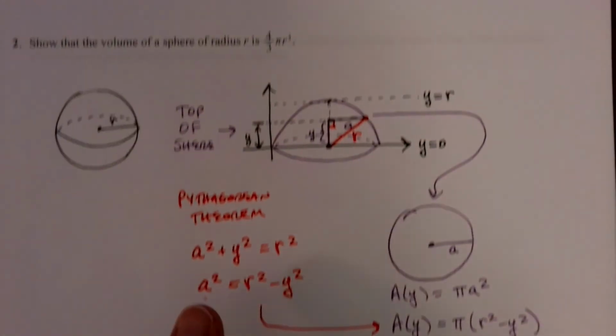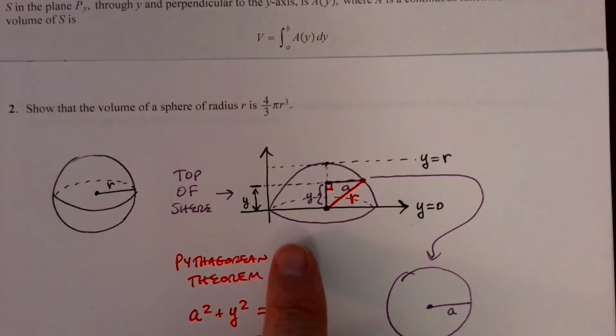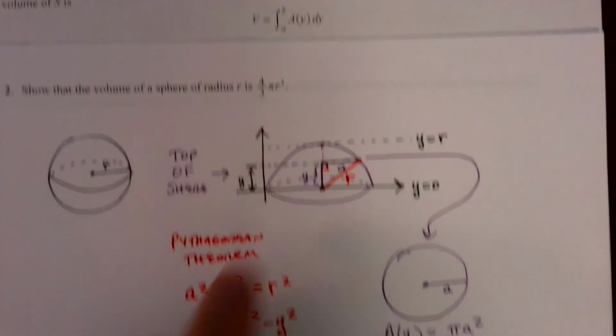Now what do we want to do? We want to integrate that cross-sectional area, and I'm going to integrate it from y equals 0 up to y equals r.